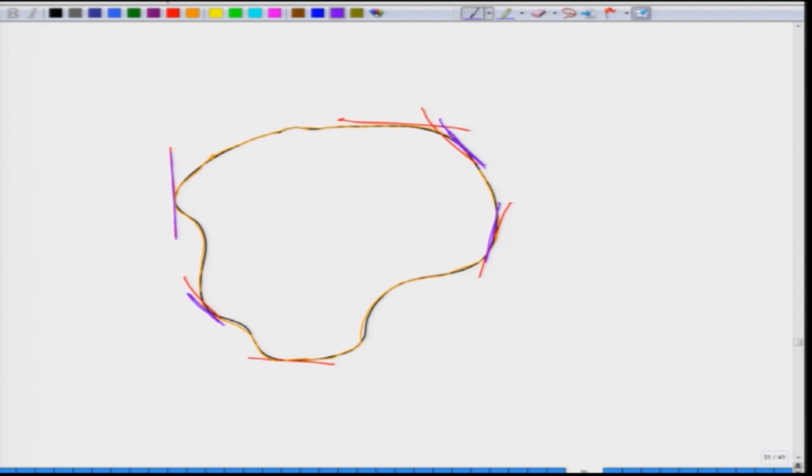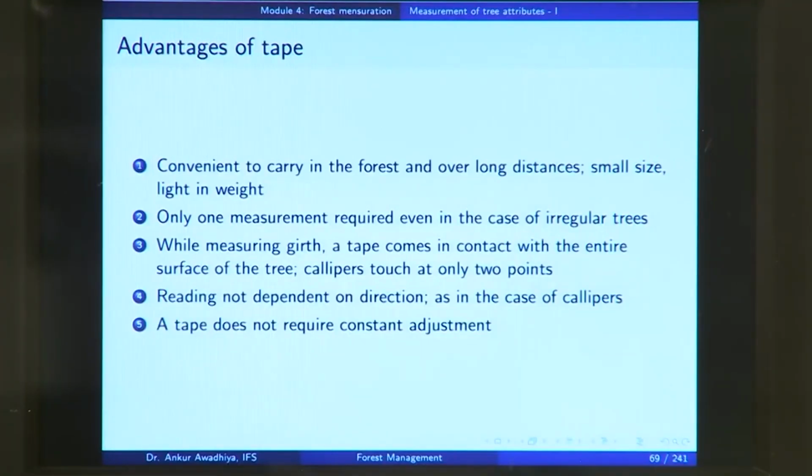So, even if you are using unskilled laborers to take the readings, they can very easily use the tape, especially in the case of the irregular trees. And a tape does not require constant adjustment, as in the case of the calipers, where you had to adjust for the play, so that the positive and the negative errors cancelled each other out, but in this case you do not need to go for any adjustments. So, these are the advantages of the tape.